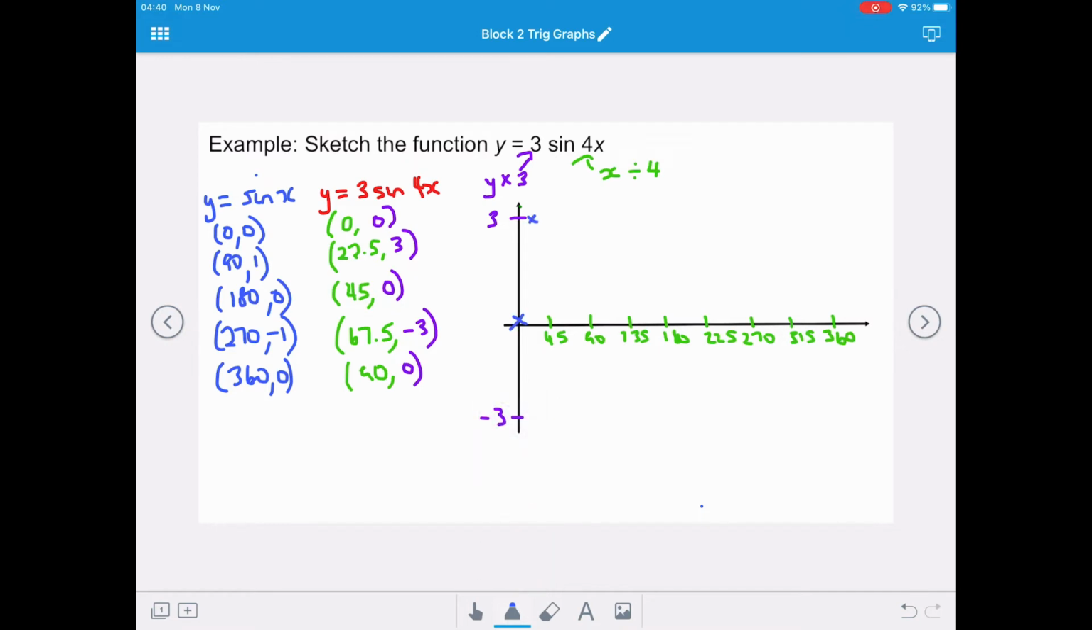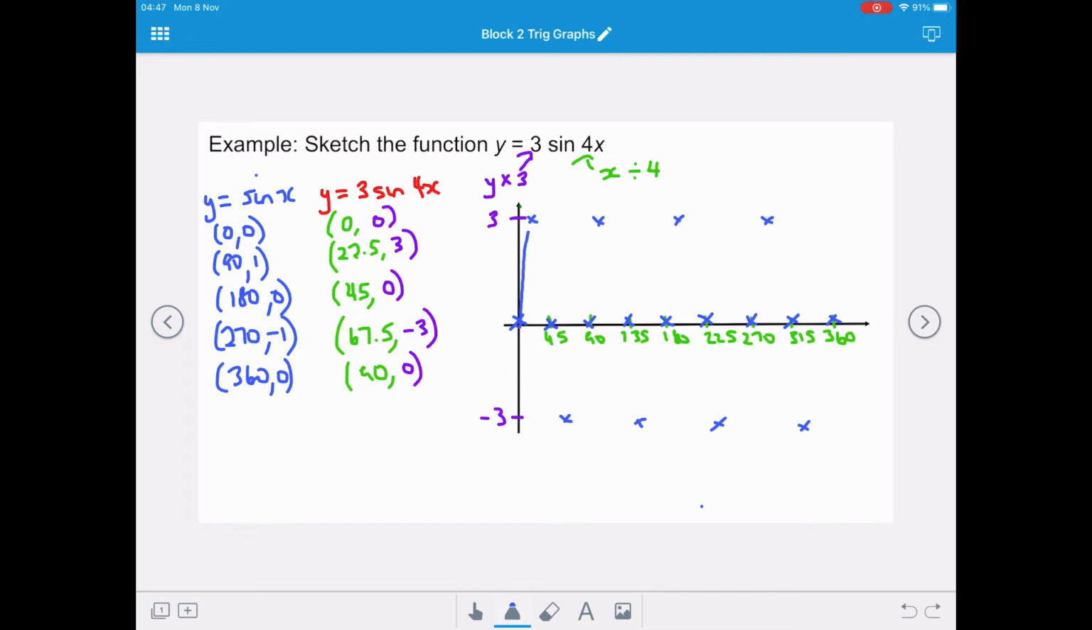0, 0, 22.5, 3, 45, 0, 67.5, negative 3, 90, 0. And then we're going to plot a repeat every 90 degrees, going maximum, 0, minimum, 0, and we've got another maximum, back to 0 at 135, down to negative 3, back to 0 at 180, up to positive 3, back to 0 at 225, down to negative 3, and back to 0 at 360.